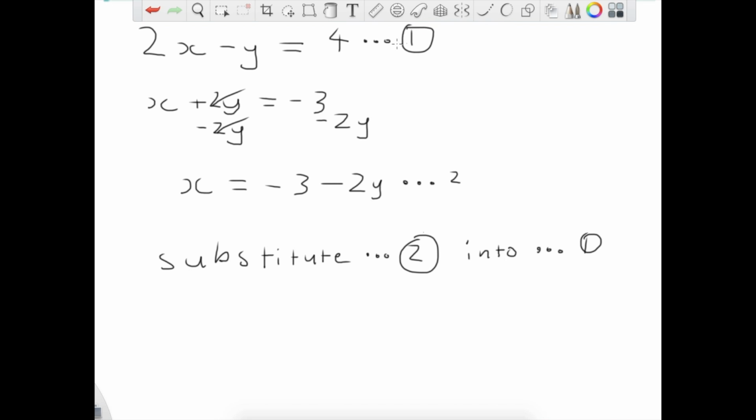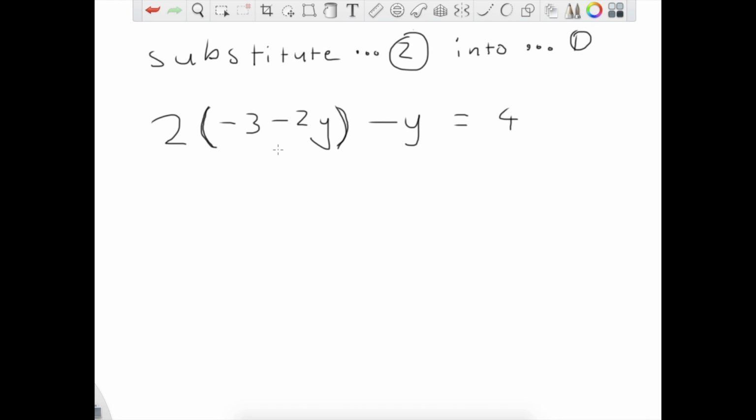And so for this equation 1, wherever I see an x, so it starts with a 2, wherever I see an x, I replace that with negative 3 minus 2y, because x is equal to negative 3 take 2y. So I put in negative 3 minus 2y for where that x used to be. It was right next to a 2, and that 2 is timesing, so that 2 times is onto everything inside these brackets. And then we've got a minus y, and then an equals 4.